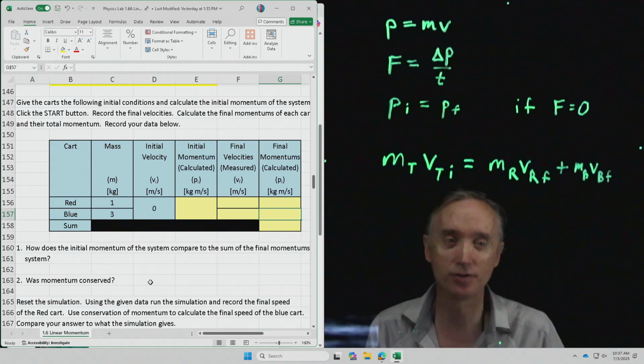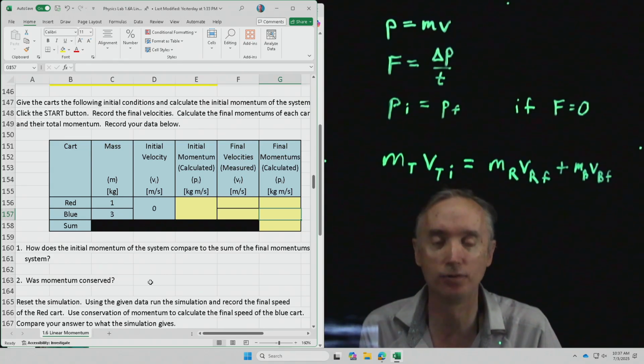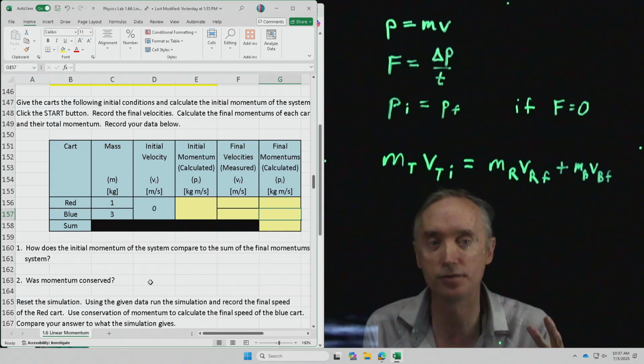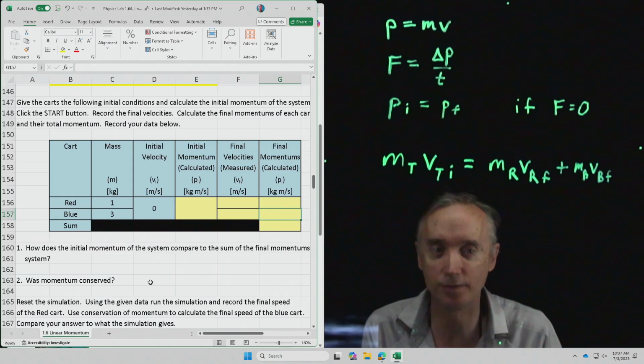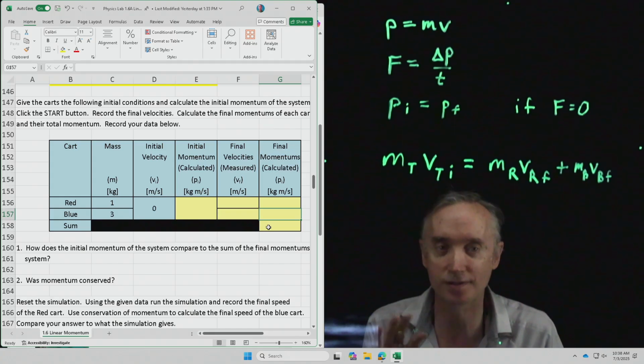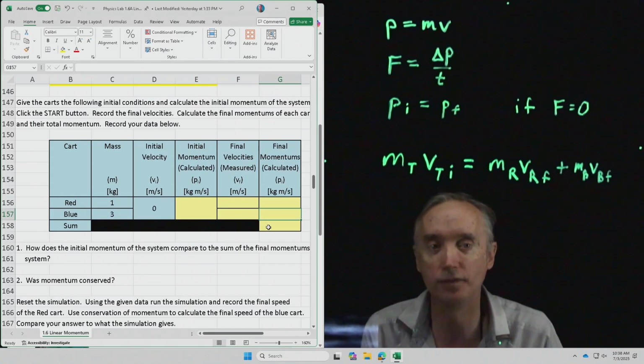Now, unfortunately, the simulation only goes to like two significant figures, so sometimes it may not exactly be the same. So this number should be the same as this number here. Oh, I just gave it away. But if they're not the same, it probably means that there's a slight error in the significant figure thing. So don't worry about that.